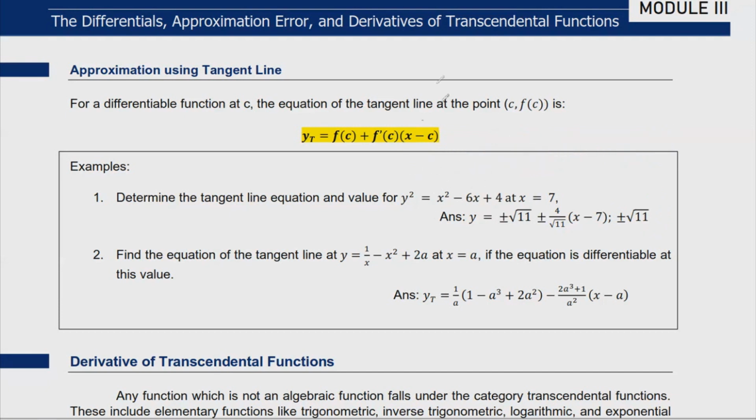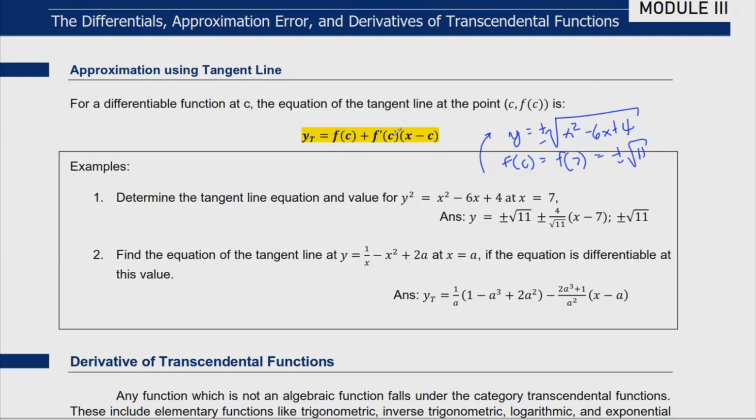For the sake of this problem, we'll try a different method. We'll be using the tangent line approximation to solve for the value of y. So from this equation, we know that we need to find f of c, and that is done by substituting the value of x into the equation. We can rewrite this equation in terms of y is equal to the square root of x squared minus 6x plus 4, and in this case that's positive or negative. So if you substitute 7, we know that f of 7 is equal to positive or negative square root of 11.